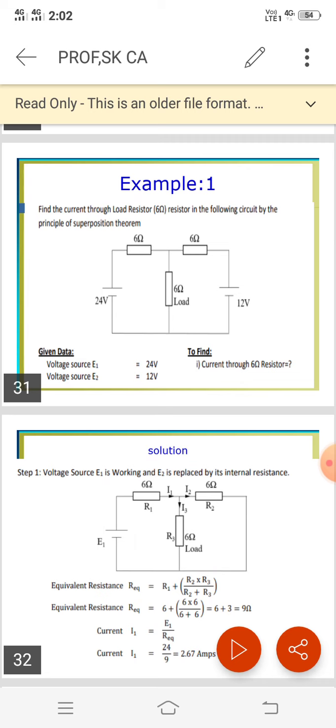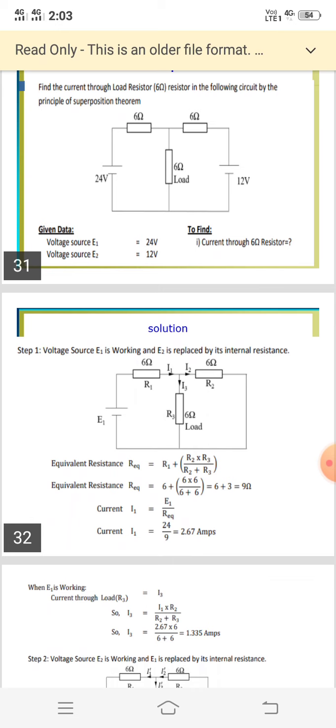The network is given here. Three 6 ohm resistors are there, and 2 voltage sources are there. The voltage sources are E1, which is 24 volt, and E2, which is 12 volt. One 6 ohm resistor acts as the load, as the problem mentions. Okay, we write the given data, and we need to find the current through the 6 ohm resistor.